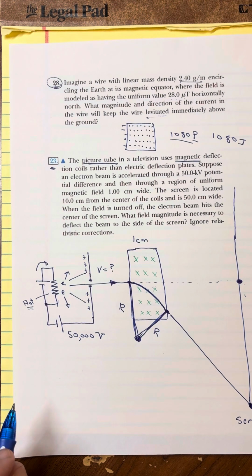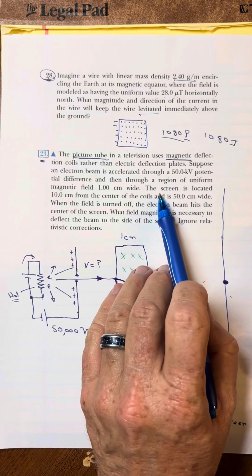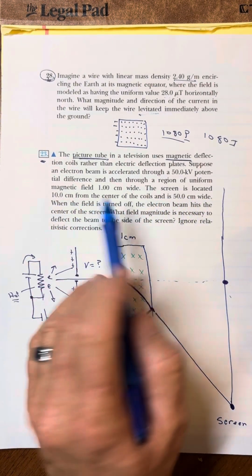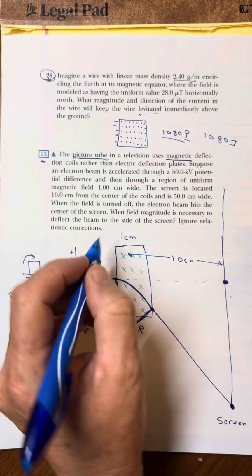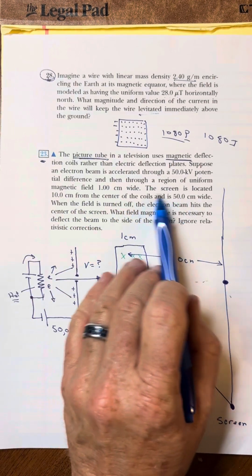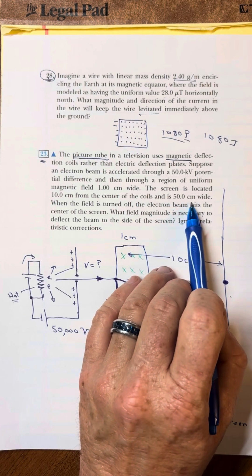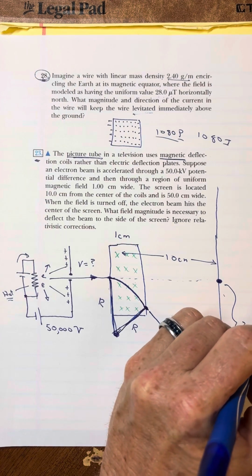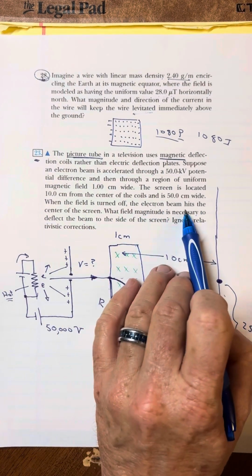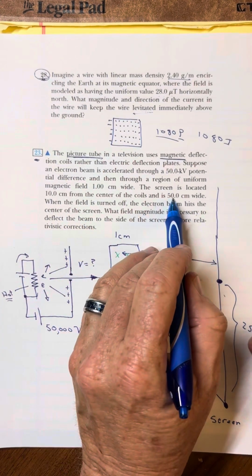Now, of course, the way I've drawn it, this is an up and down deflection. I say that because if I keep reading the problem, the screen is located 10 centimeters from the center. So 10 centimeters from the screen to the center of these coils. And the screen is 50 centimeters wide, and that means from the center on down is 25 centimeters. And then this is the part we read before. The electron beam hits the center of the screen. That's why I got the 25, because that was the half of the 50.